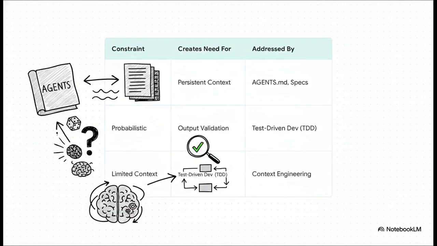Because the model is stateless, you need to create persistent context, maybe in an agents.md file. Because it's probabilistic, you have to validate its output, which is exactly what test-driven development is for, right? You write the test first to define what success looks like, then let the AI generate code that passes it. And because the context is limited, you have to get really good at context engineering and writing concise specs. See, the rules of the tool literally define the best workflow.